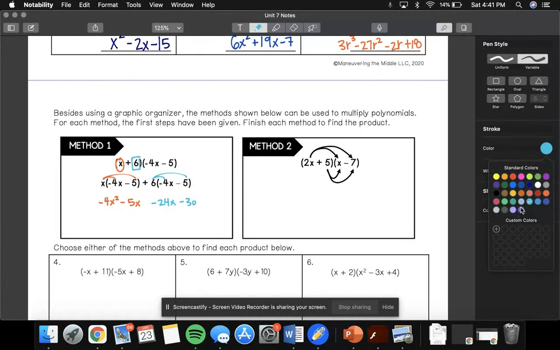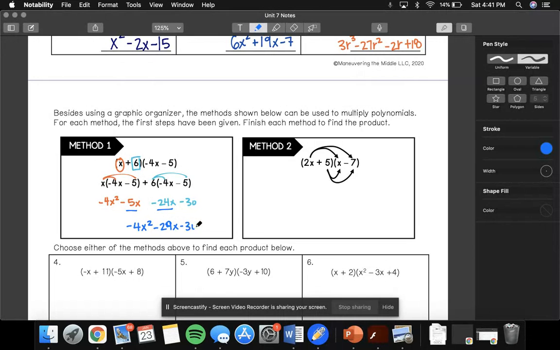Okay. Now I'm going to see if we can combine like terms. So I can combine my x's together. So simplified, this is negative 4x squared minus 29x minus 30. Okay, so that is one method to do this without creating an area model.